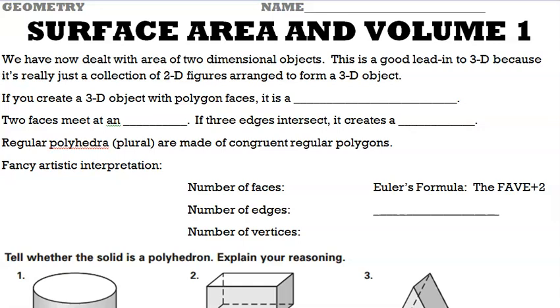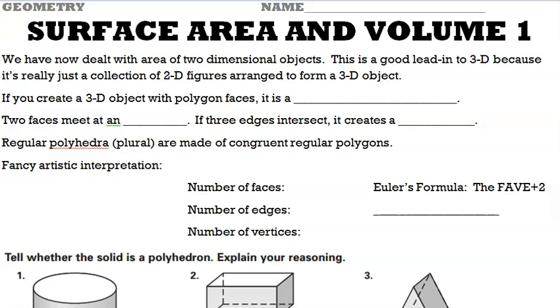Hey everybody, today we're going to start a new unit and it's going to be about surface area and volume. And it really is just a progression from our area unit. You know, we talked about the area of a two-dimensional figure. We talked about a whole bunch of them, everything from a regular polygon to a circle or whatever. It ends up being a really good segue to 3D figures.